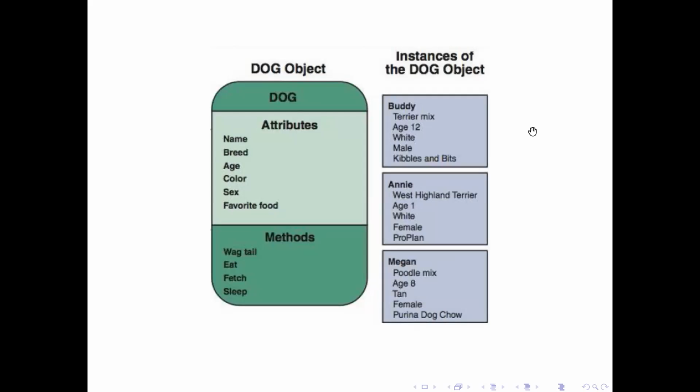Another one, let's say a dog object, right? In this case, again, you inherit what we have: name, breed, age, color, sex, and favorite food, and so on. Then the different methods: wag tail, eat, fetch, and sleep. And then you can also have 3 instances for this with the corresponding values.